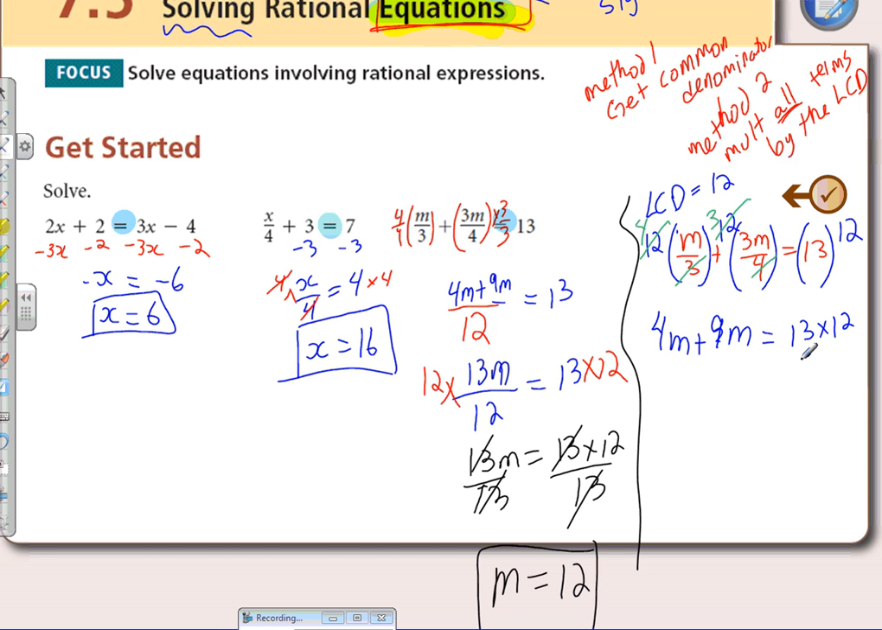If you want to, you can multiply 13 times 12, 156, but I'm just going to look ahead because I already know that that's going to be a 13. And then I'll be dividing by the 13 to get m is equal to 12.